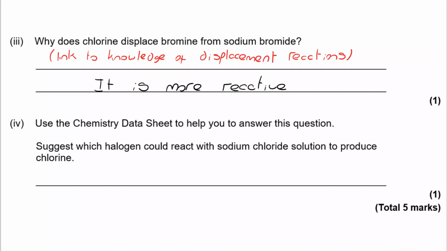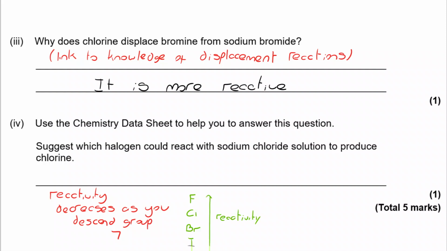Which halogen could react with sodium chloride solution to produce chlorine? So we're asking here, which halogen is more reactive than chlorine? And we know that reactivity decreases as you descend group 7, or we certainly need to know that fact. Now that means that if I put them in, and I've added my fluorine, chlorine, bromine, iodine here, reactivity increases up the group, so the only halogen that could actually displace chlorine is fluorine.